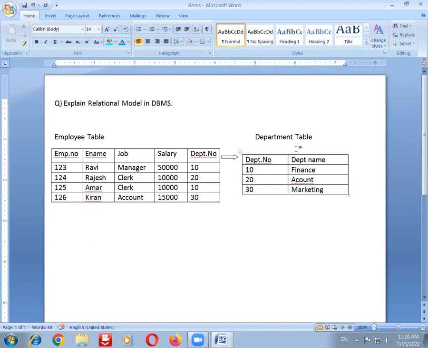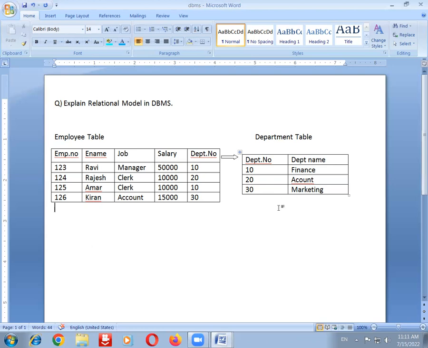Now the department table. The same two columns are presented here: department number and department name. In the department numbers, what are those? 10, 20, 30. And what are the department names? They are different: Finance department, Accounts department and Marketing department.